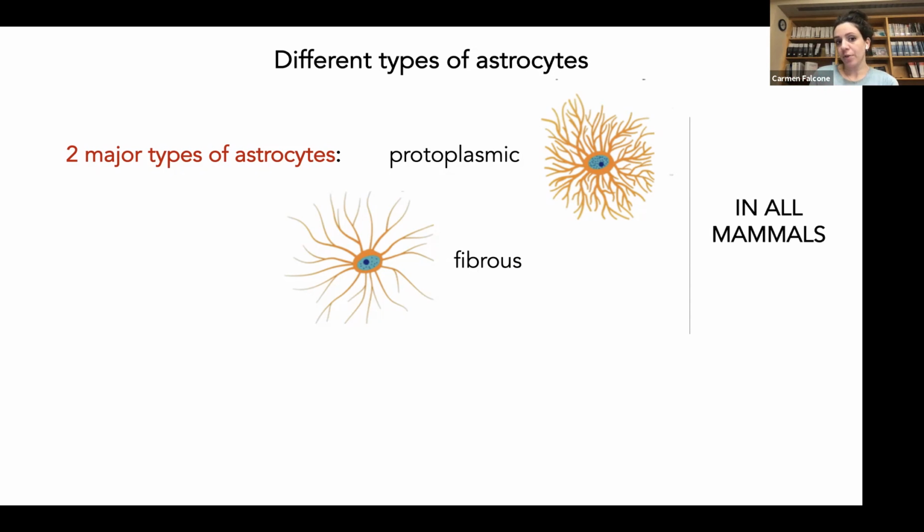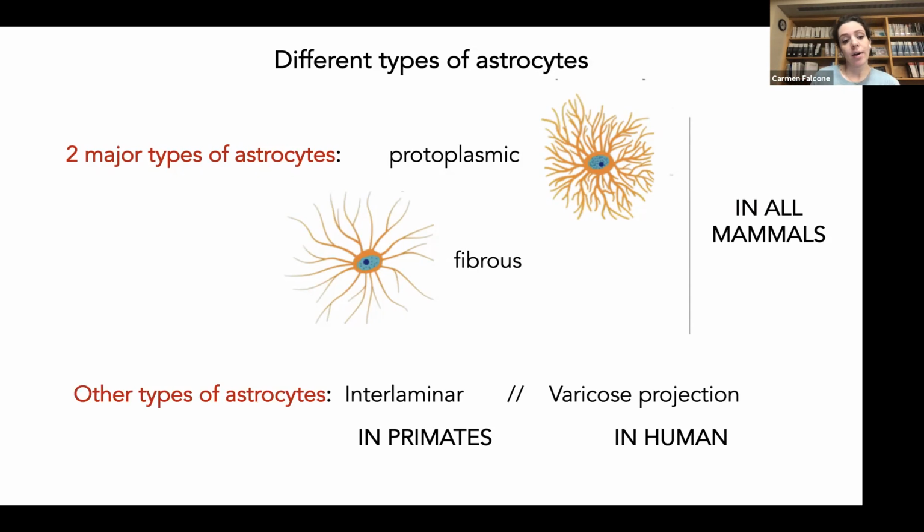So these two types of astrocytes have been studied in all mammals, and they have been found in all mammals. So we know that all mammals have these types of astrocytes, while there are other types of astrocytes that can be specific to some mammalian group. First of all, the interlaminar astrocytes were thought to be specific to primates, and these will be the focus of my talk today.